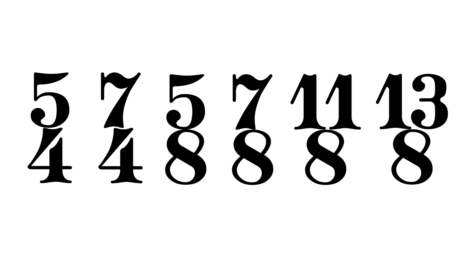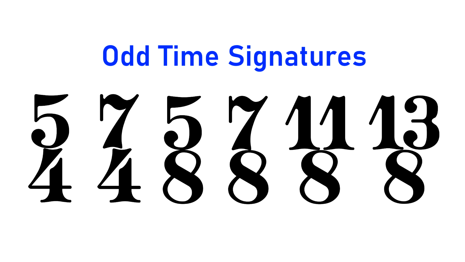Now, the reason we refer to these time signatures as odd time signatures isn't just because they have an odd number on the top. For example, 3-4 isn't an example of an odd signature, even though it has an odd number on the top. The oddness of these signatures is more down to the way that they sound.